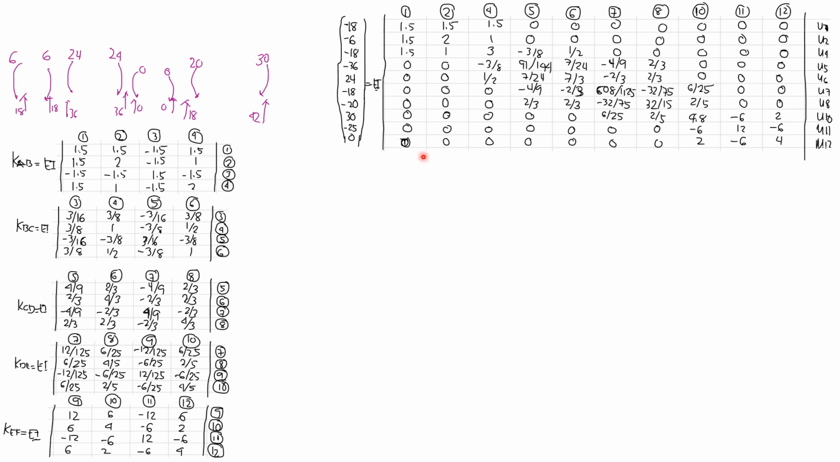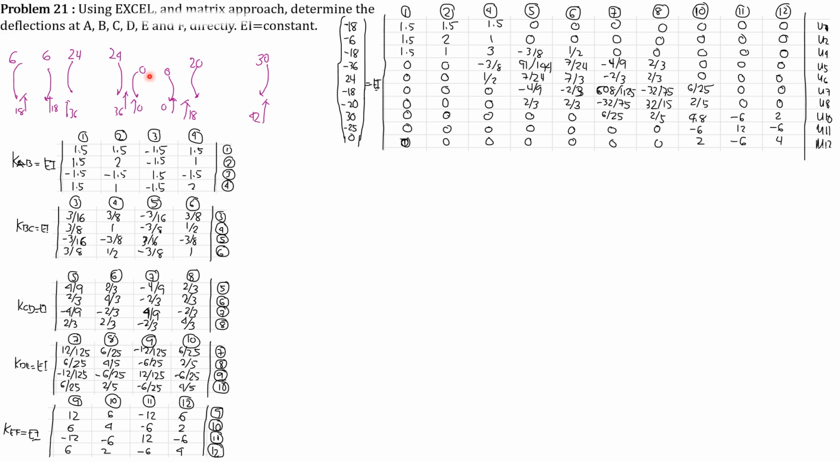Hello students, this is supposedly the kind of solution I expect from your take-home exam, problem 3. So using Excel and matrix approach to determine the deflections at A, B, C, D, E, and F directly, EI is constant.